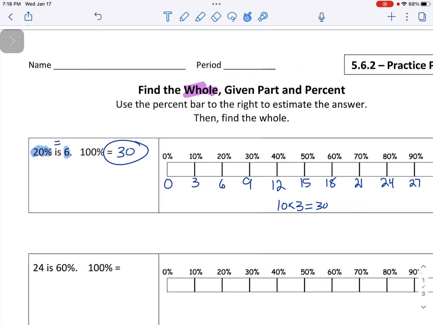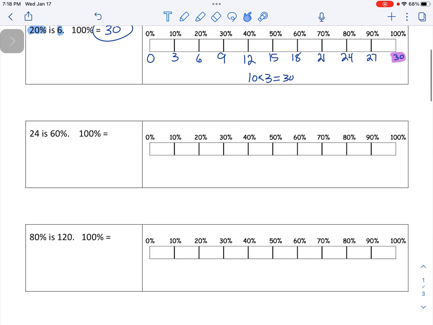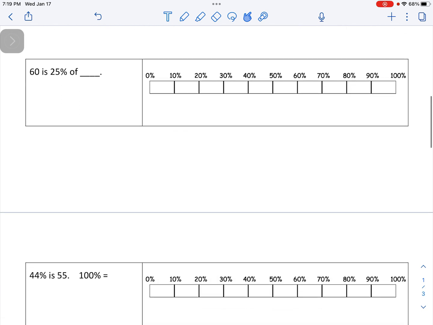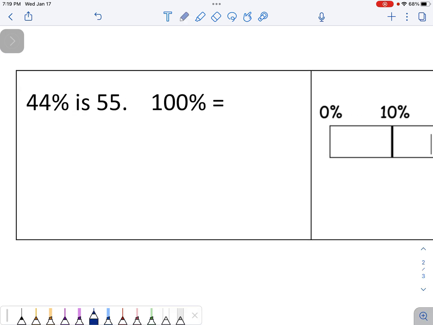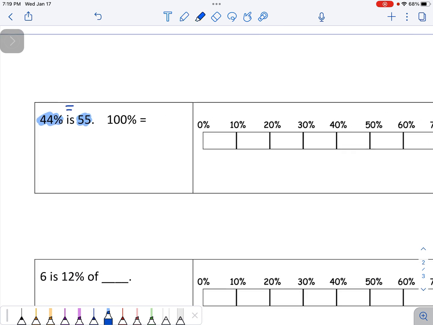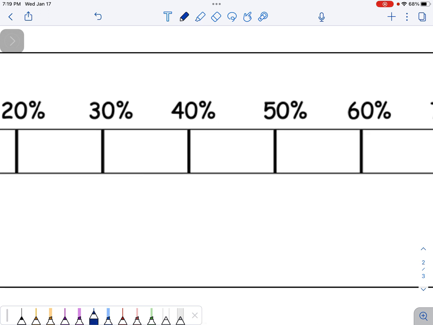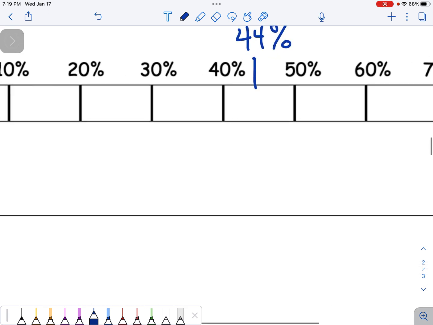I really like these problems when you get easy percents that end in 0 or that are multiples of 25. It gets a little bit trickier when you get percents that aren't. So on the back page, here's the first one. 44% is 55. Again, it's telling us that underneath the percent, we need to write 55. So 44% is about close enough, 44%. I'm going to zoom out just so I can be sure. 44% is 55. So continuing that line down, 55.